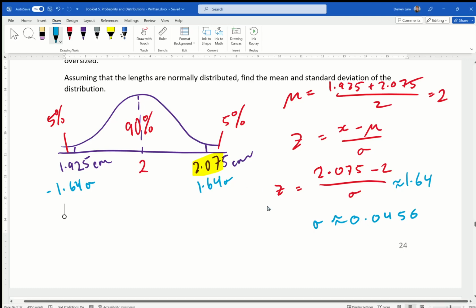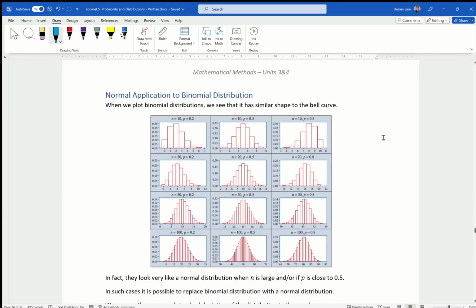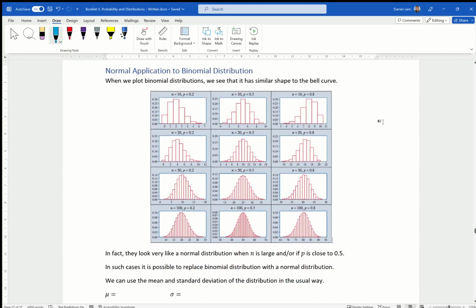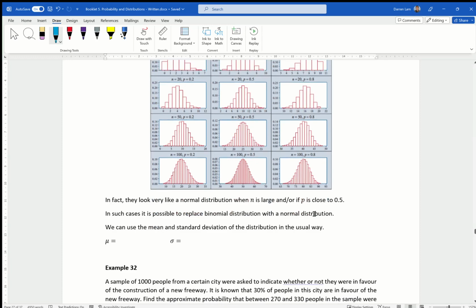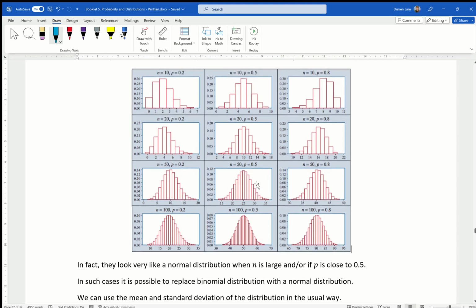Okay, let's continue. Last page, normal application to binomial distribution. This is the general proof I was talking about earlier about why this is true. In fact, they look very like a normal distribution as you increase the values. As you increase your sample size, you'll end up with a graph that looks more and more like your bell curve.